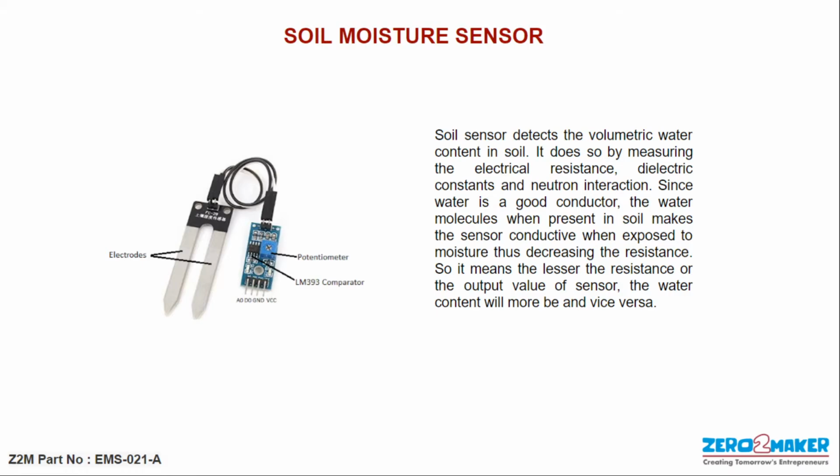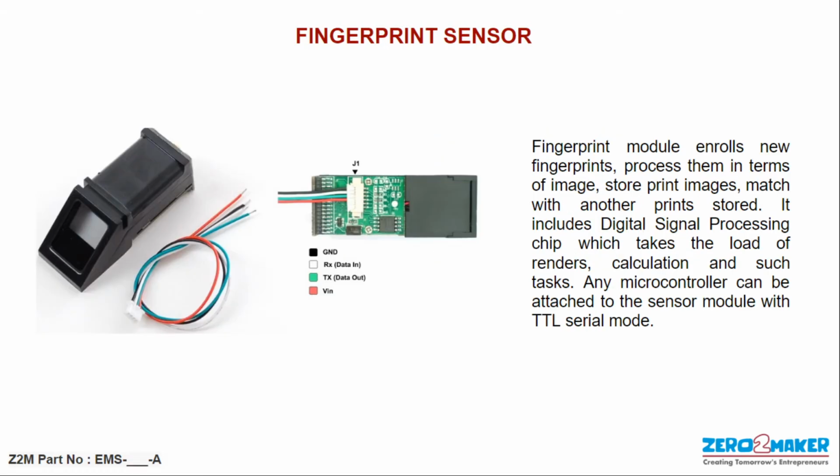This is the soil moisture sensor, by which you can make some agriculture based product where you can identify how much moisture the soil has. It basically detects the current passing through these particular electrodes from one electrode to the other electrode. So that is basically the soil moisture sensor. This is the fingerprint sensor. It detects your fingerprint, converts it into a digital signal, and sends it to your Arduino.